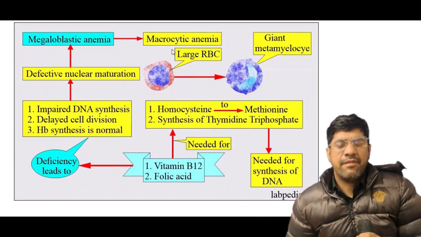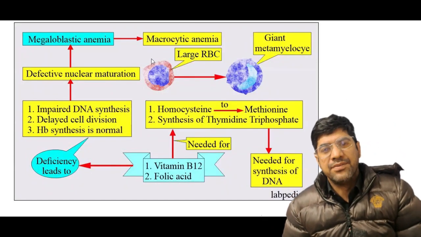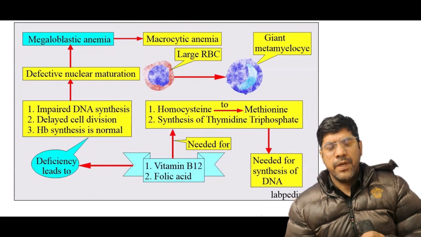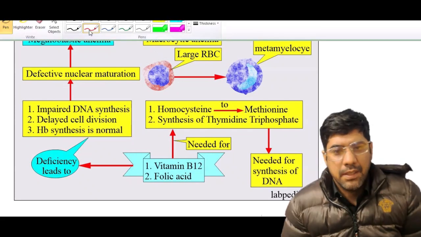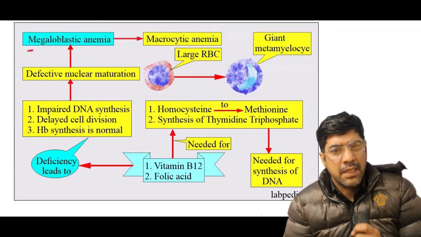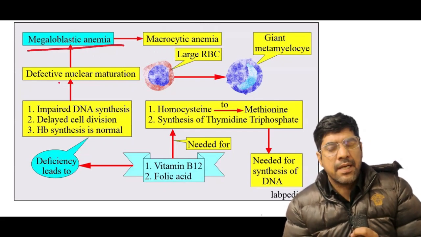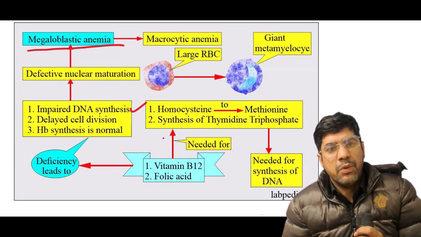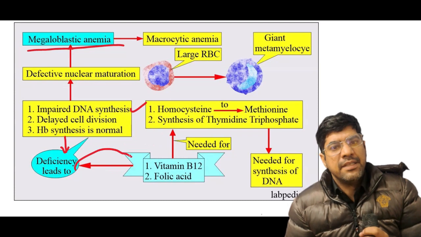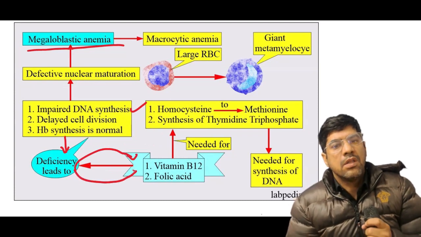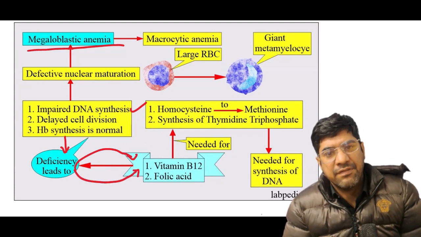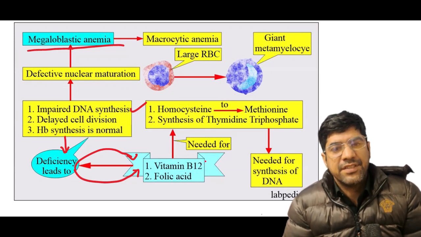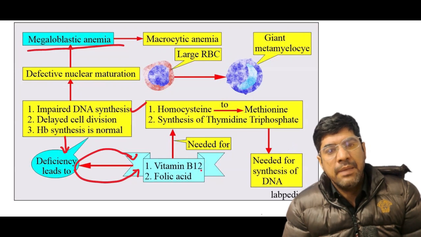Hello friends, our today's topic is megaloblastic anemia. What do you understand by megaloblastic anemia? We know megaloblastic anemia is a group of disorders characterized by impaired DNA synthesis. Primarily it occurs due to deficiency in vitamin B12, that is cobalamin, or folic acid deficiency, that is folate deficiency. These deficiencies lead to development of anemia.